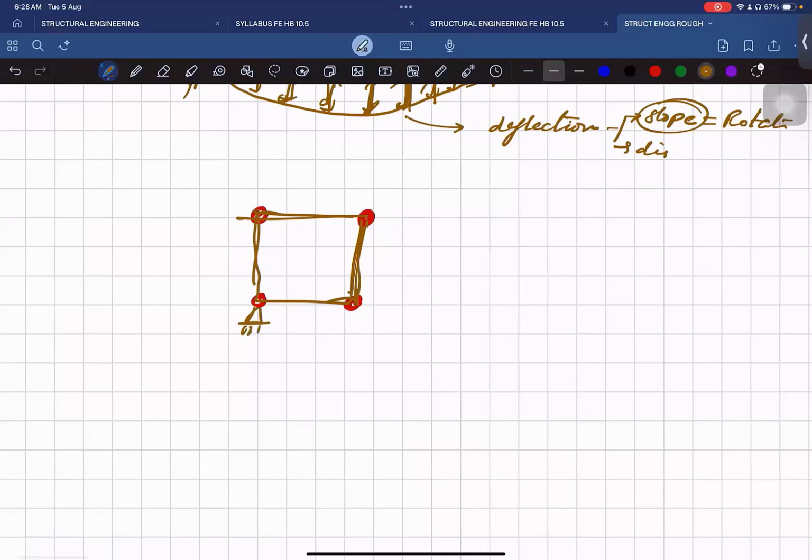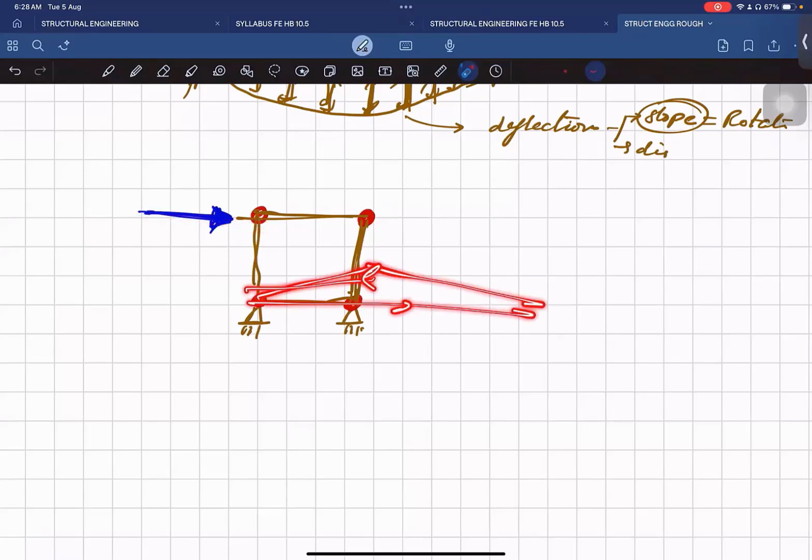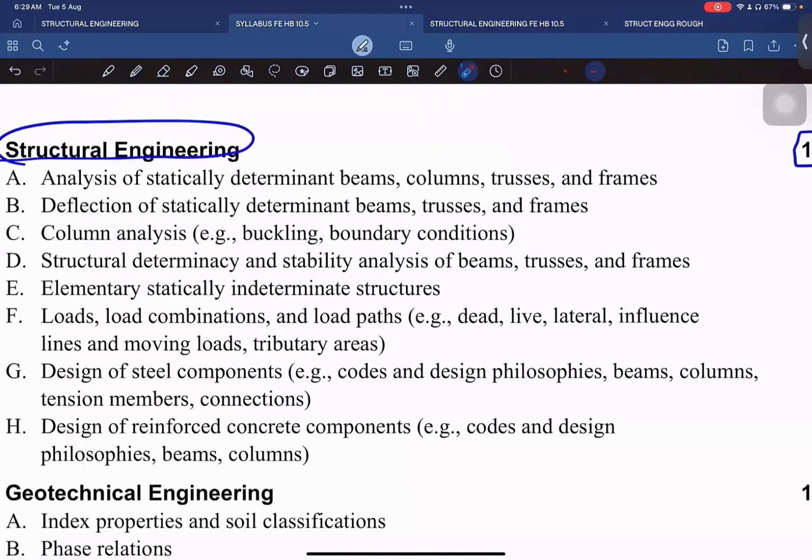There is a support here. Now, if I apply the load here, first tell me, is it a stable structure or an unstable structure? Unstable. Yes, it is unstable. You can think practically: when you try to move it, it will just fall away at the hinges. If you recall, I explained the reason in statics, I guess. Did I explain? Yes. So for the syllabus, there is even a stability analysis of beams, trusses, and frames.